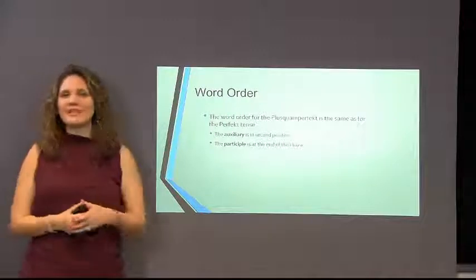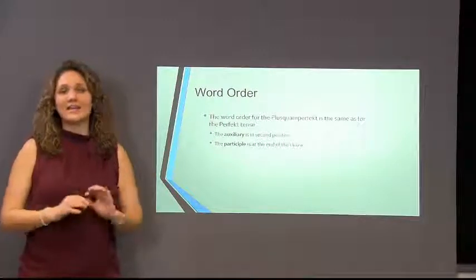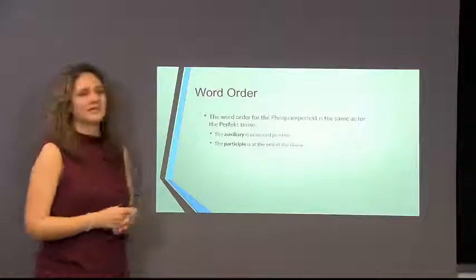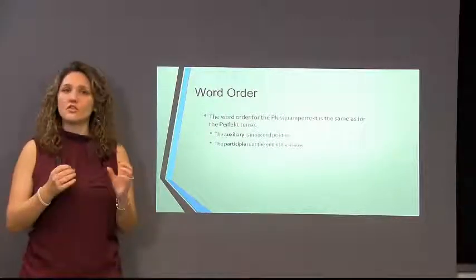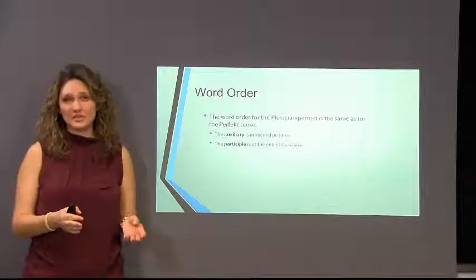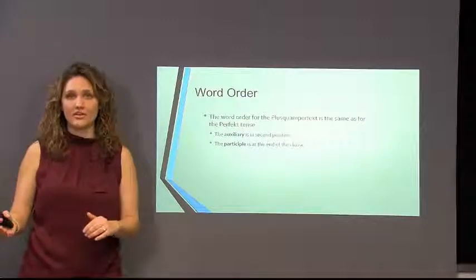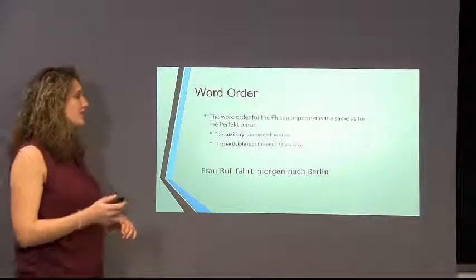Okay, then let's talk about word order. And again, word order is very simple because it follows the exact same word order as in the perfect tense. So your auxiliary verb should be in second position in the sentence, and your past participle goes all the way to the end of the clause. Okay? So let's look at what this looks like.